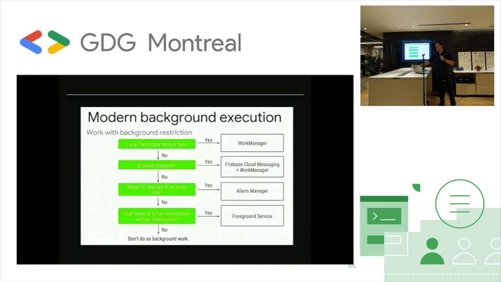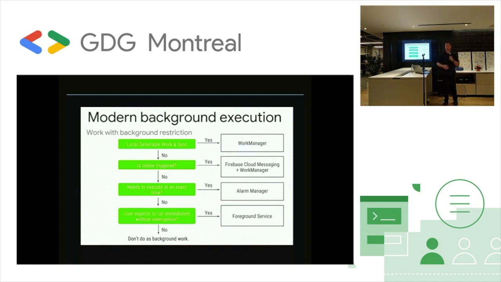So this is kind of like a decision flow chart for the current state of Android development to figure out what strategy you're going to use when you're going to do some background processing. If you're just doing some local work and your time isn't too stringent and you can defer it, go with the Work Manager. But if this is something that has to be triggered online, you've got your Firebase Cloud Messaging.